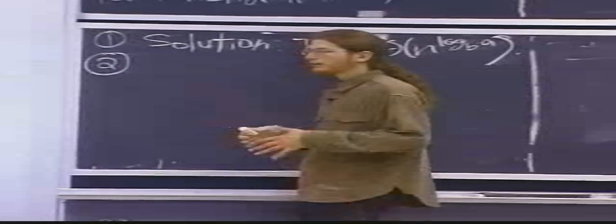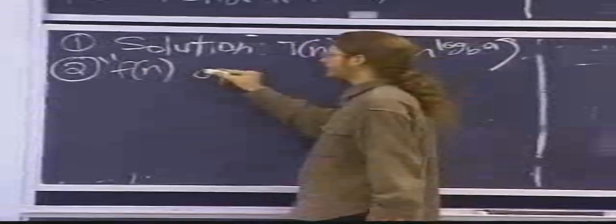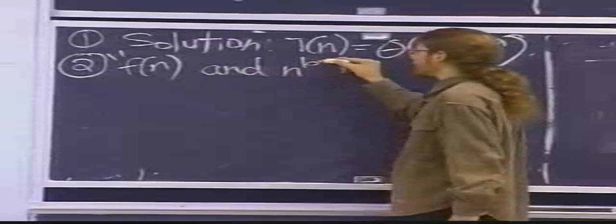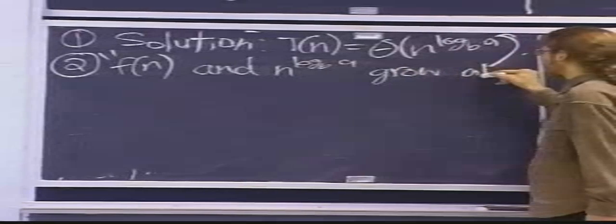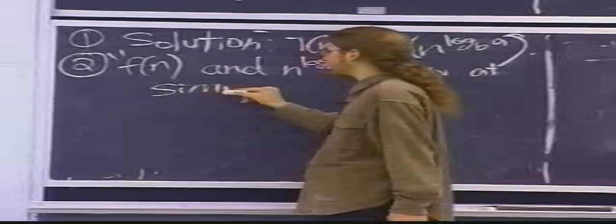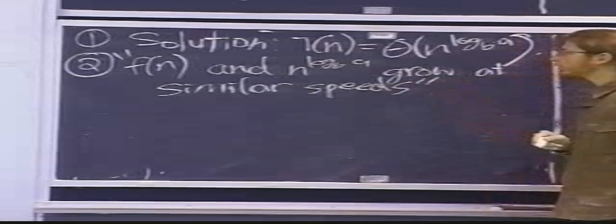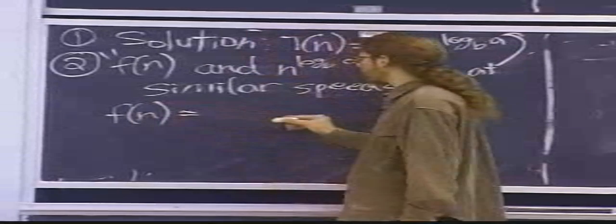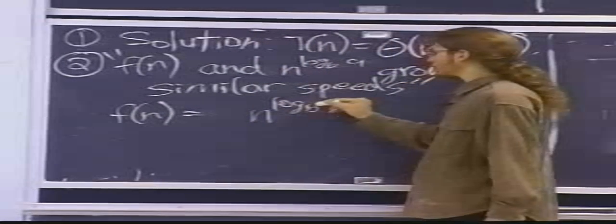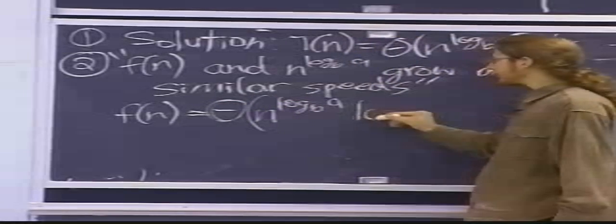The next case is f(n). I'll write this down in words first. This is really in quotes. f(n) and n to the log base b of a grow at roughly the same speed. This is what you think, but there's a formal version of this. The formal version says, if I look at f(n) and compare it to my n to the log base b of a, they should be pretty close in the sense of up to a polylogarithmic factor.